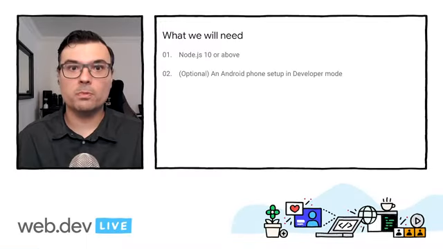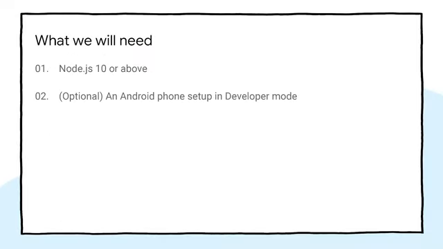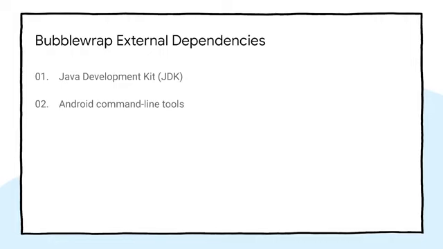In order to use BubbleWrap, we need Node.js 10 or above installed on the development computer, and optionally, an Android device set up in developer mode so we can test the application. Check the link on the video description for more information on how to set up an Android device for developer mode. BubbleWrap builds on top of native SDK tooling, so we'll start by downloading the Android Command Line tools and the Java Development Kit, or JDK, version 8.